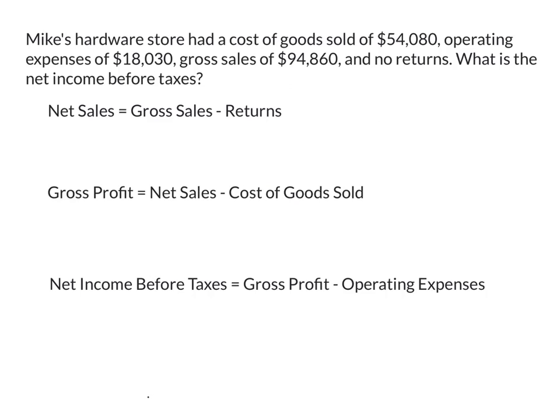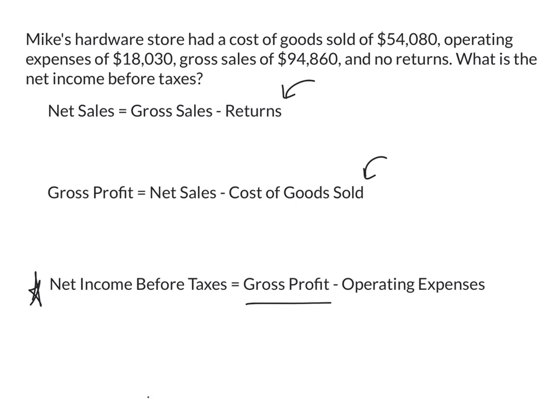Mike's hardware store had a cost of goods sold of $54,080, operating expenses of $18,030, gross sales of $94,860, and no returns. What is the net income before taxes? For this problem, we need to utilize three formulas. And that's because if we look at our last formula, this formula tells us how to find the net income before taxes, and that's what we're asked to find in this problem. But if you'll notice, we need to know the gross profit in order to use this formula. So that's why we're going to use these first two formulas in order to find the gross profit. Then we'll take the gross profit and plug it into the last formula to find our final answer.